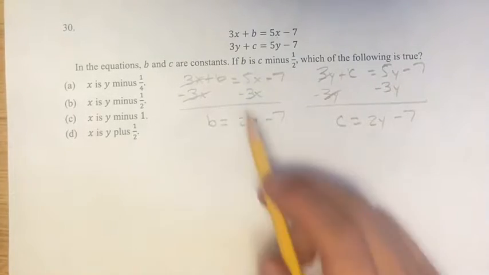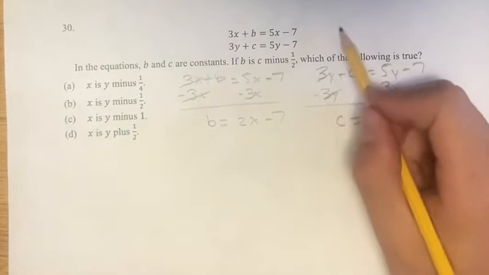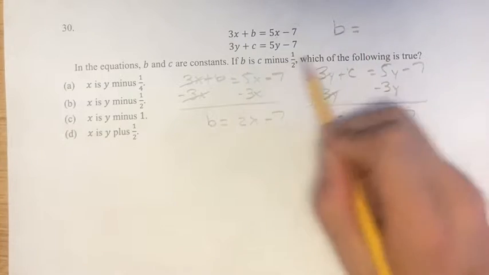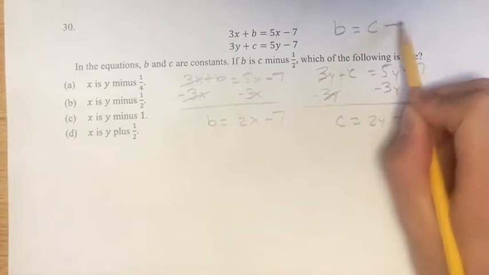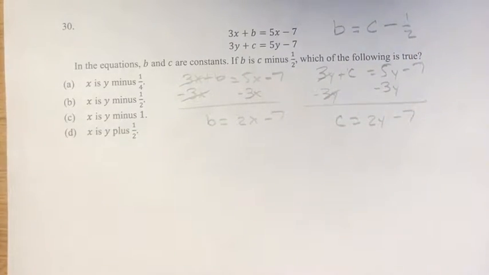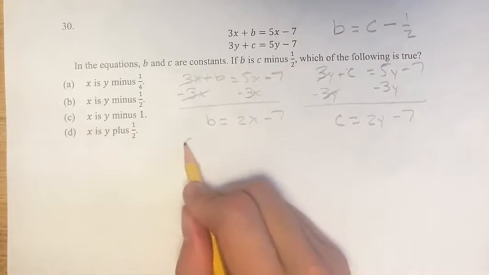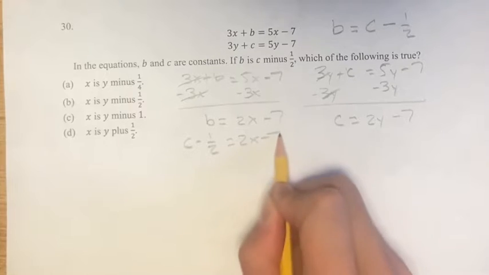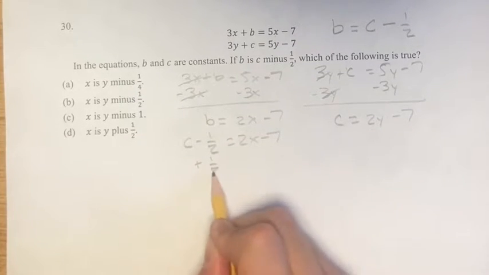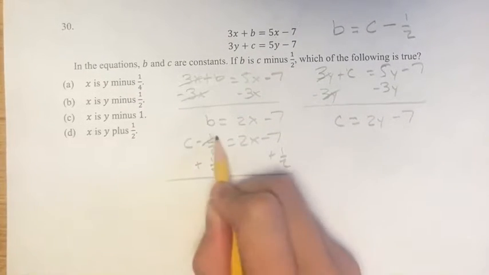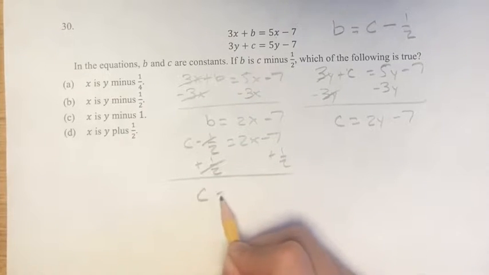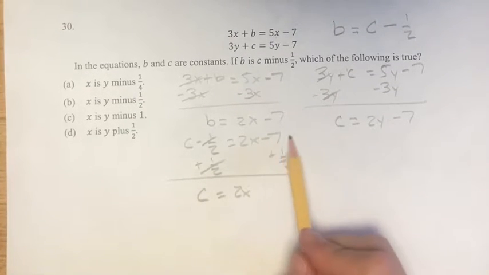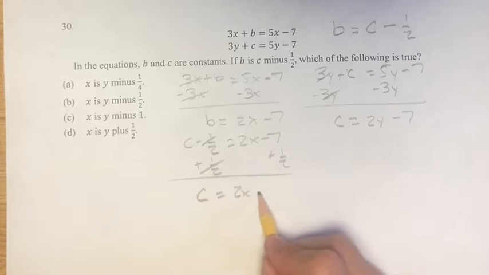Now, we are told that b is c minus 1/2. So b equals c minus 1/2. And we can use this to plug in c minus 1/2 for b in this equation. That's equal to 2x minus 7. And if we add 1/2 to both sides, this cancels and we get c is equal to 2x, and then negative 7 plus 1/2 is negative 6.5.